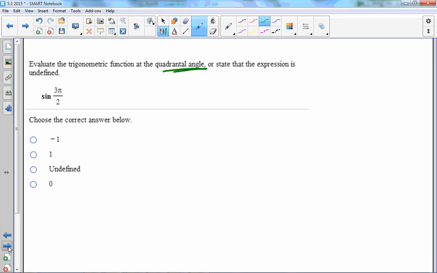this one is quadrantal. Okay, so one thing about our 5-3, 5-4 quiz and our test 1 is we're going to need a unit circle. So be ready to draw that unit circle on our quiz Tuesday. Now, let's look at it and we'll review as we do it here.